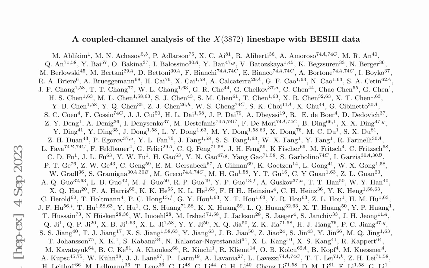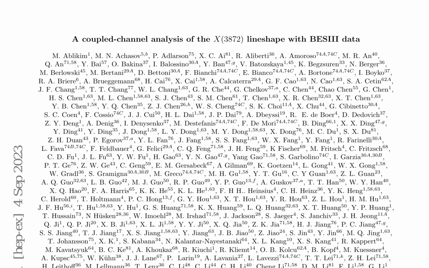The authors employ a novel approach by incorporating both the D0 D0 pi 0 and J/psi pi+ pi- channels into their analysis, utilizing the BESIII data collected at the BEPCII collider. This coupled channel method allows for a more comprehensive understanding of the X3872 resonance, as it takes into account the interference between different decay channels.